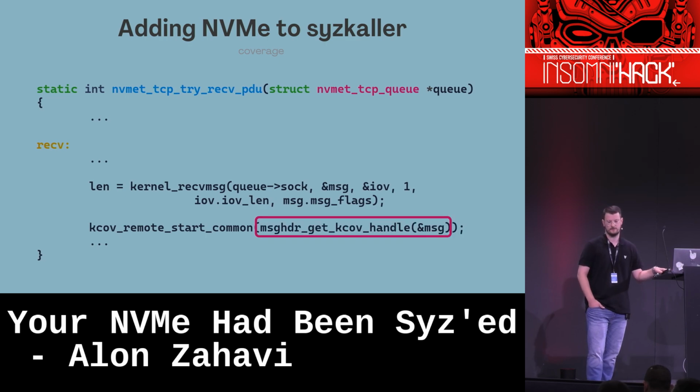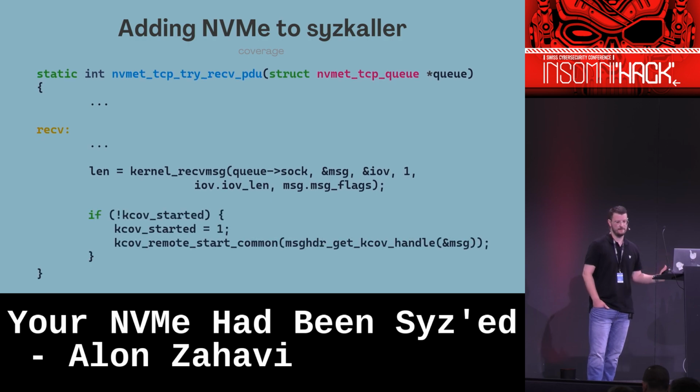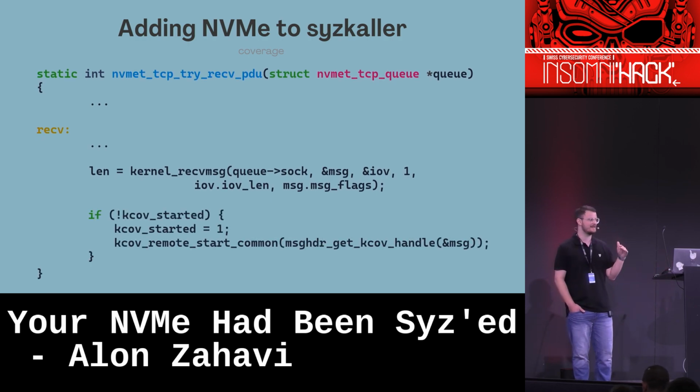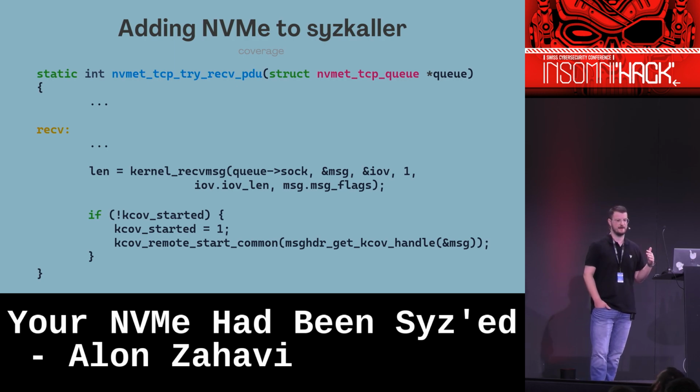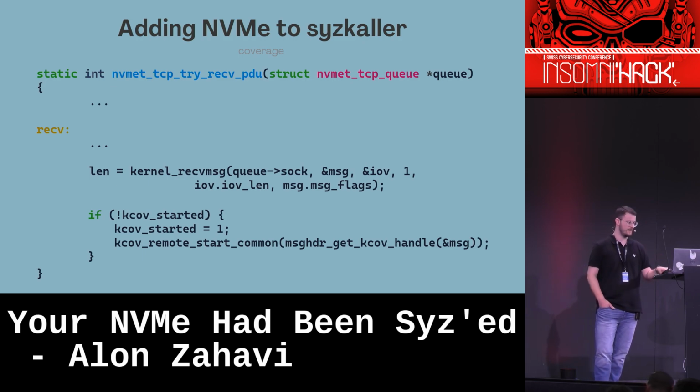We just need to change this to the get kcov handle. Of course, this wasn't so easy because the receive label here is running inside some kind of a loop in case the packet is being buffered. So we check that for every packet we get, we always start the remote kcov collection just once, because if we do it twice for the same unique kcov handle, some bad things will happen. So we had to put it inside this if statement.